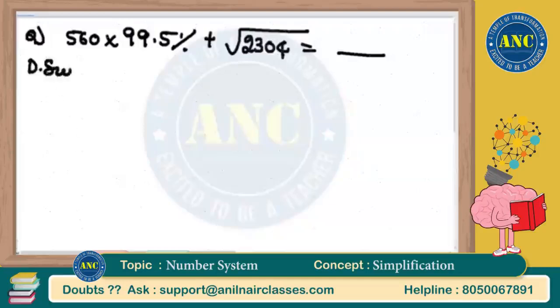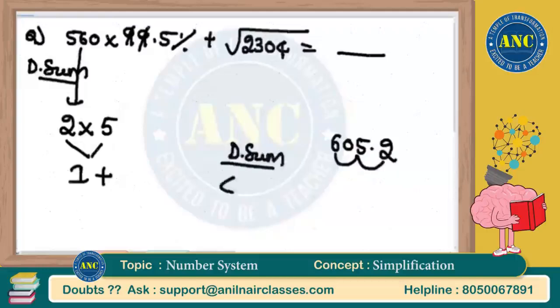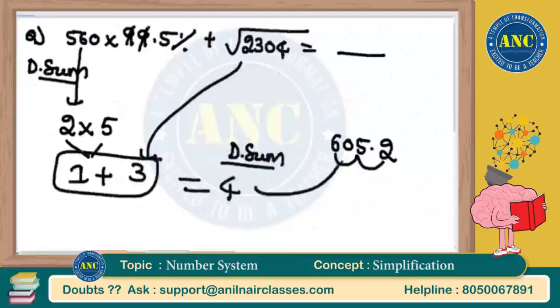Apply digital sum. If I apply digital sum, 6 plus 5 is 11, 9 cancel, it is 5. 2 5s are 10, 1 plus 0 is 1. Suppose the answer is 605.2: 6 plus 5 is 11, 11 plus 2 is 13, and the digital sum of 13 is 4. Anyway, this digital sum is 3, and 1 plus 3 is 4. Only one option is matching, that is 605.2. I hope it is clear.